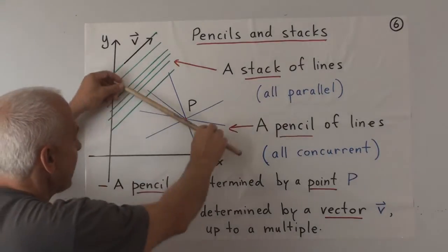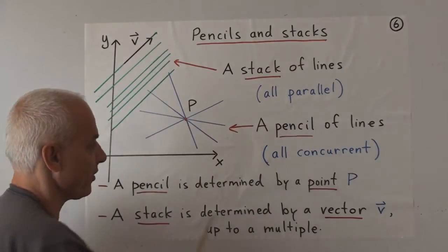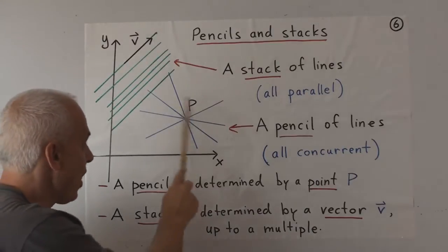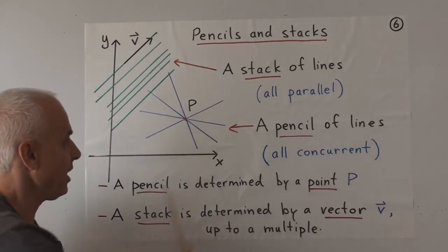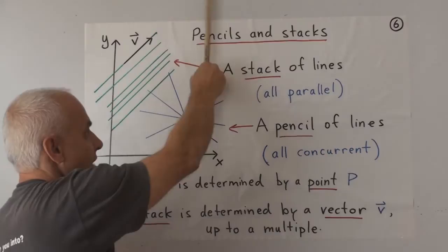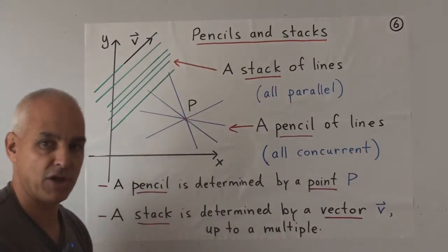So all these lines in this pencil are concurrent. And that's just one pencil corresponding to the point P. If we chose some other point Q, then we would have a pencil of lines around the point Q and so on.